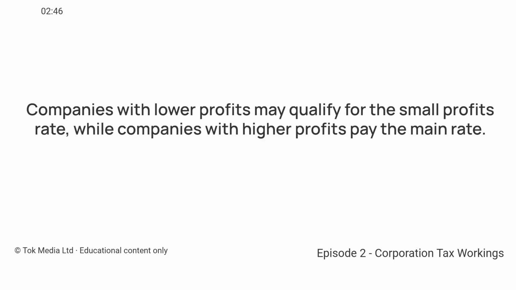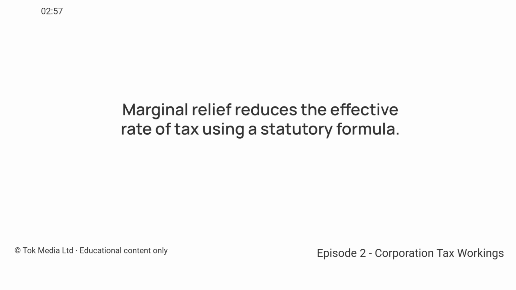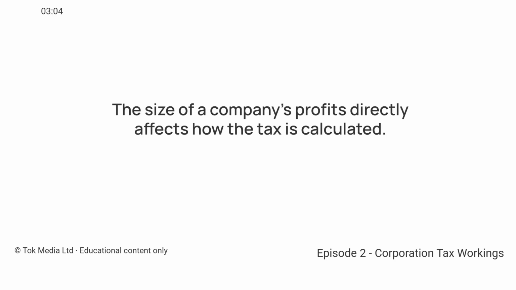Companies with lower profits may qualify for the small profits rate, while companies with higher profits pay the main rate. Where profits fall between those thresholds, marginal relief applies. Marginal relief reduces the effective rate of tax using a statutory formula. The size of a company's profits directly affects how the tax is calculated.